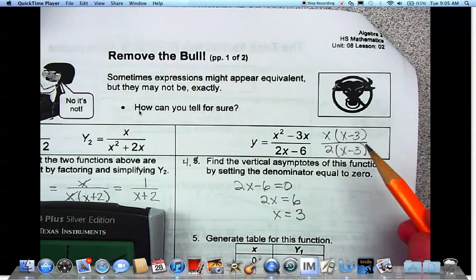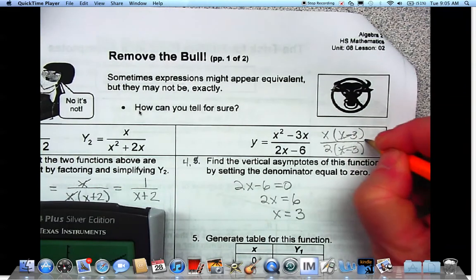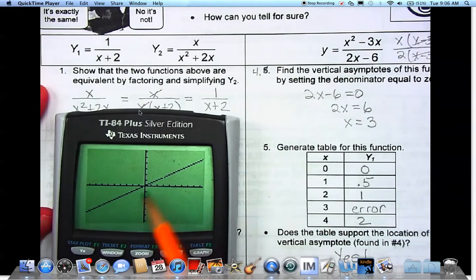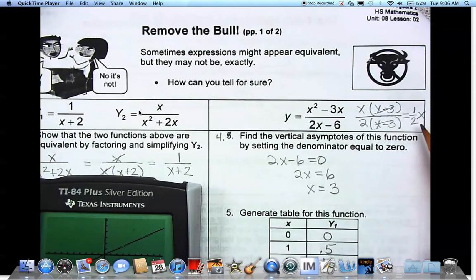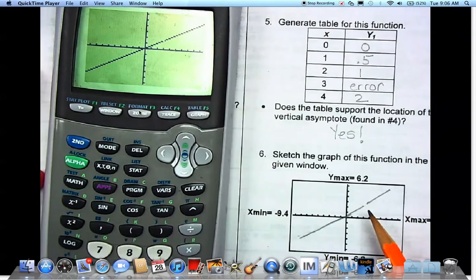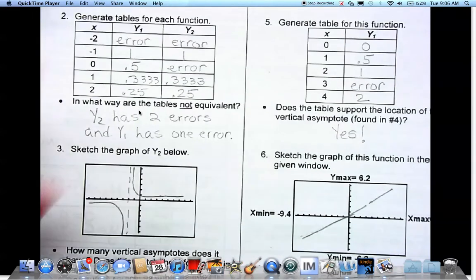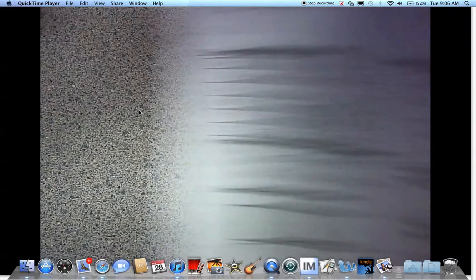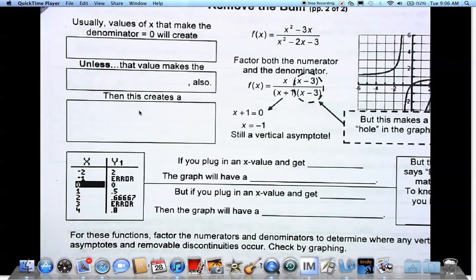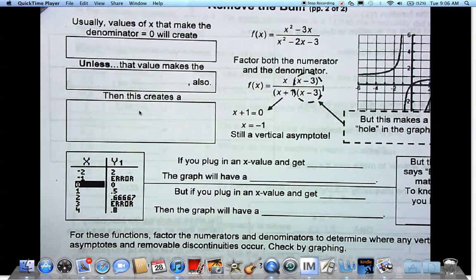Okay. And what do you end up with? x over 2, which is really 1 1/2 x, which is this right here. With a line. See, these canceled out, and we were left with a line. And where they canceled out, we had a hole. Okay. That's what today is about. The question is, when you have an error, is it an asymptote or is it a hole? And we have to be able to tell.